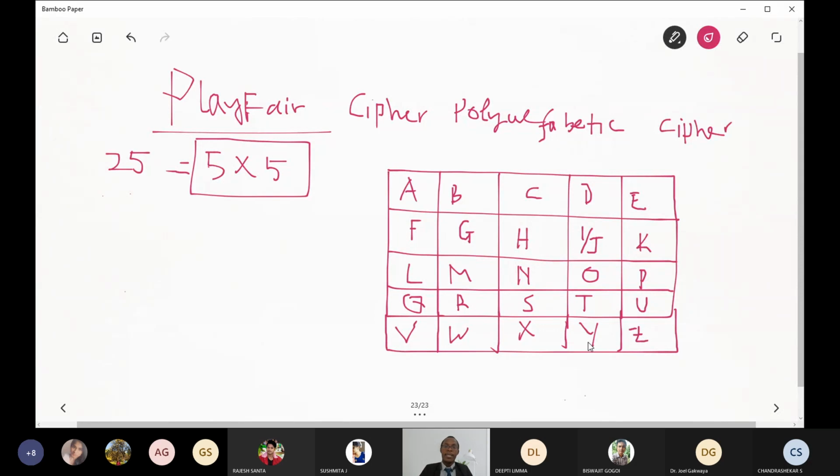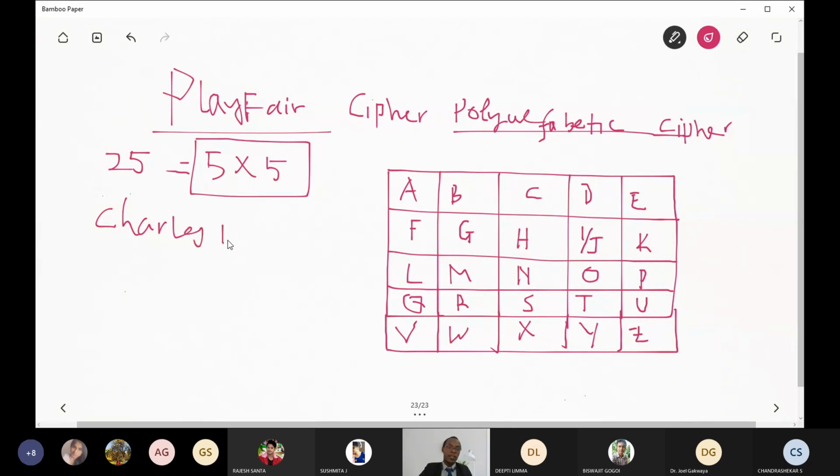Remember, it is a polyalphabetic cipher. Take 2 letters at a time and encrypt them, whereas the Caesar cipher is a monoalphabetic cipher. Keep that in mind. And this was developed by Charles Wheatstone.